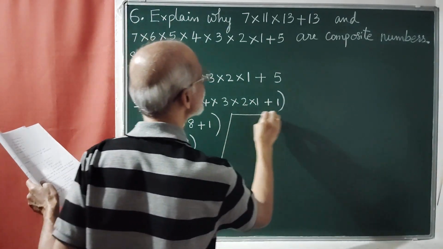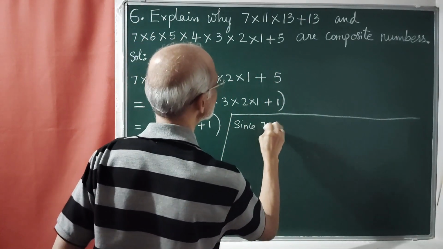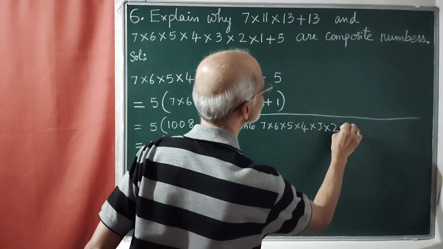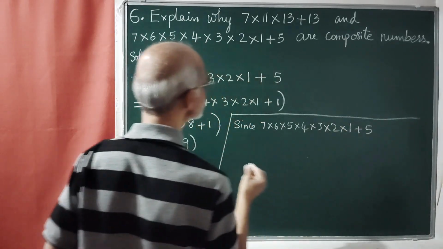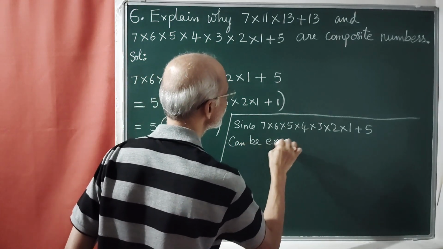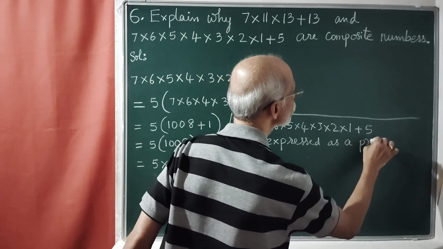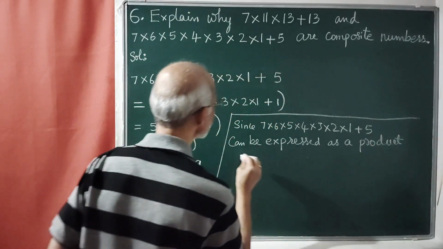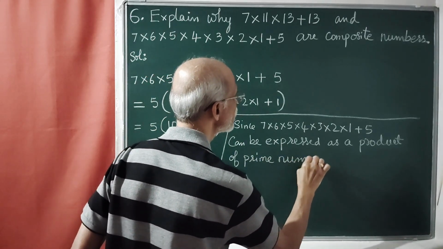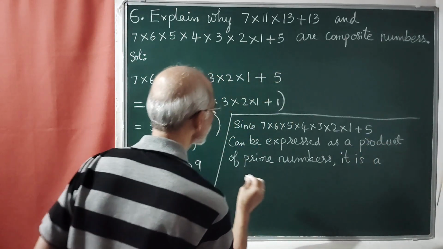You can write the answer like this. Since 7 into 6 into 5 into 4 into 3 into 2 into 1 plus 5 can be expressed as a product of prime numbers, it is a composite number.